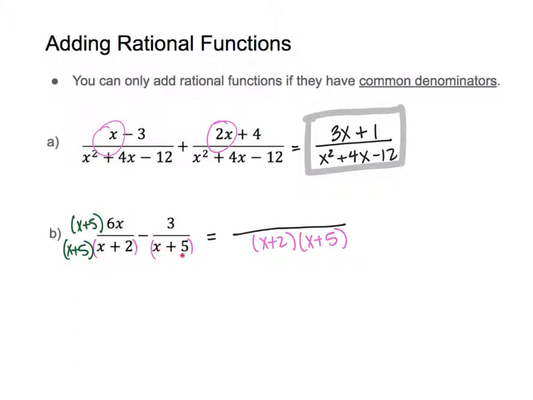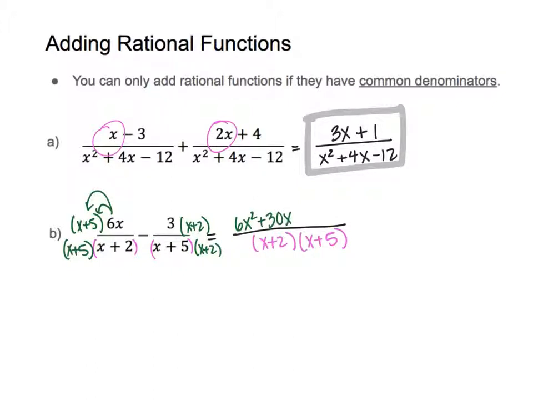And then this one here, what do you think we have to do? Well, this denominator is missing the x plus 2, so I have to multiply this bottom by x plus 2. So I have to multiply the top by x plus 2. Now, I'm not actually going to multiply these out just because I have it already set here. But I do need to multiply the top here. So this 6x will need to get distributed into the parentheses. So 6x times x is 6x squared. 6x times 5 is 30x.